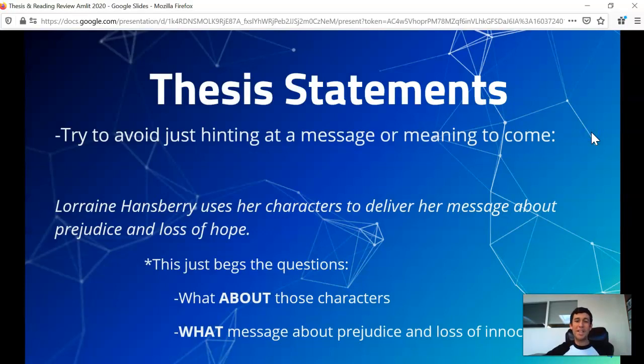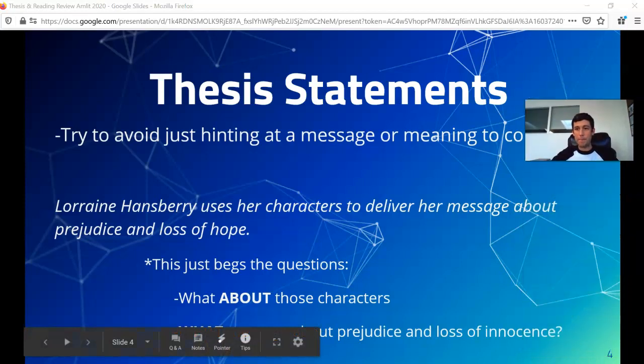So try to avoid just hinting at a message or meaning to come. I saw a lot of this in the Raisin in the Sun timed writings, something like this: Lorraine Hansberry uses her characters to deliver her message about prejudice and loss of hope. You're sort of touching on some bigger ideas, but you're really begging a lot of questions if you do that. You basically make your reader, or me, ask these questions. Well, what about these characters? And what message about prejudice or loss of innocence are you going to be proving? All right?